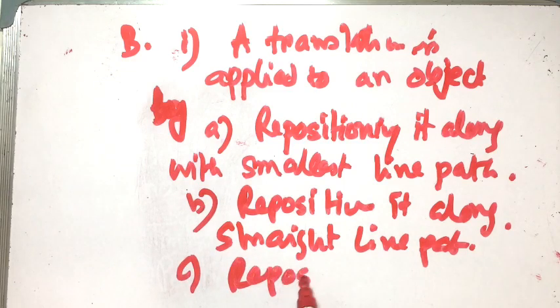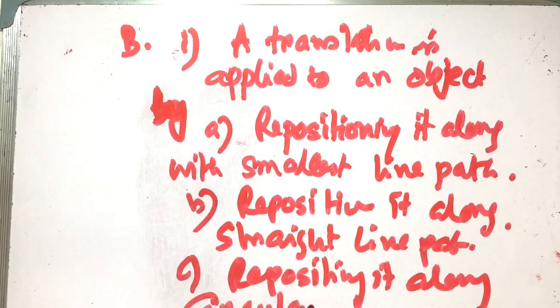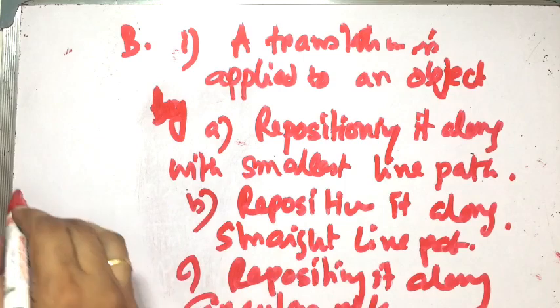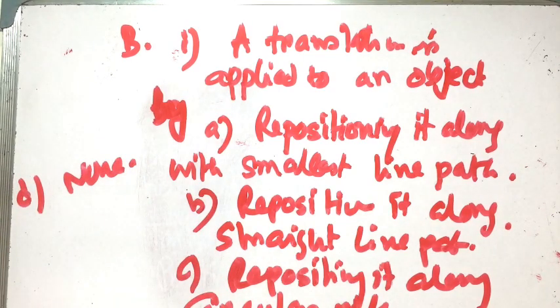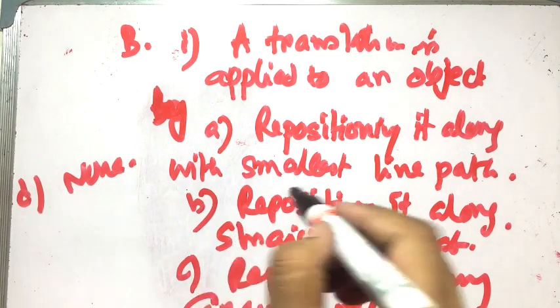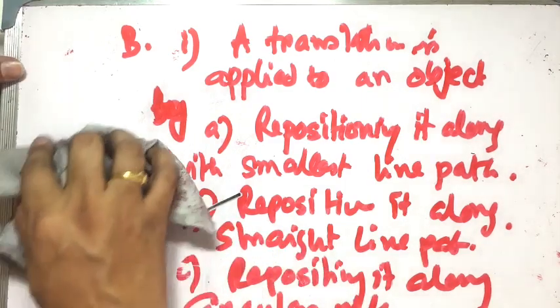Repositioning it along a circular path. Option D, none. The correct answer is definitely: translation is applied to an object by repositioning it along a straight line path. Option B is the correct answer, straight line path.